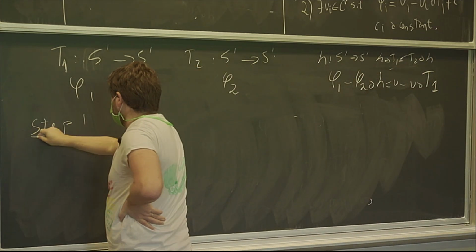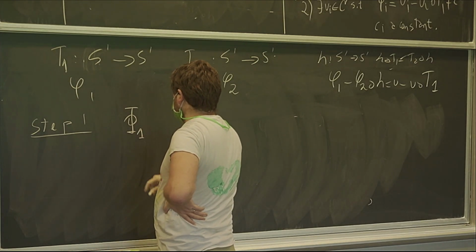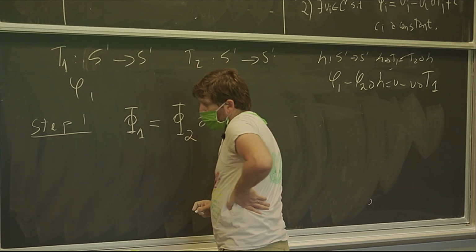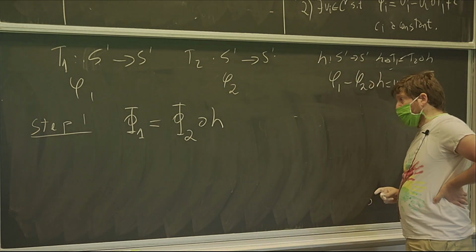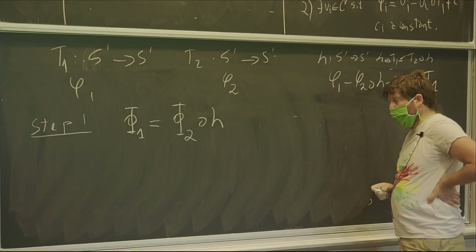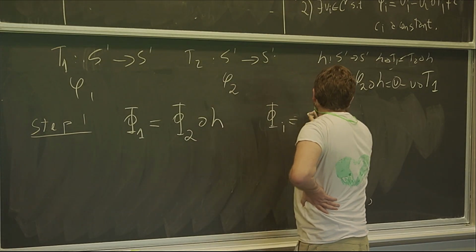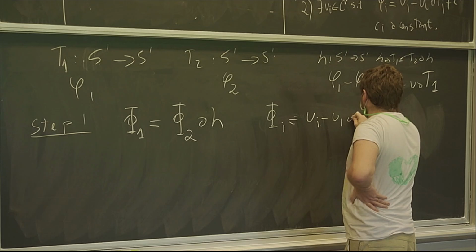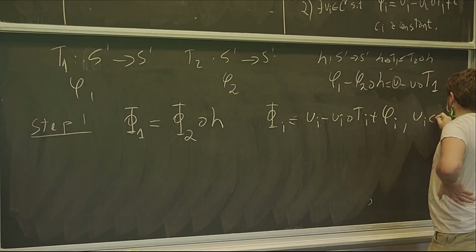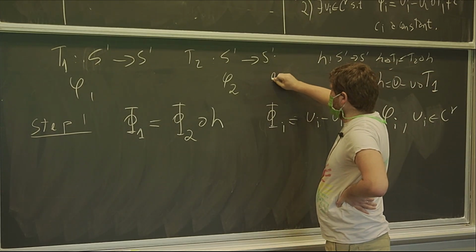So step 1 is to modify the little phi1 to capital phi1 and the little phi2 to capital phi2 to get rid of this function u, which is the ugly guy here. The phi i's and the u are in C^r, so everybody here is in C^r.